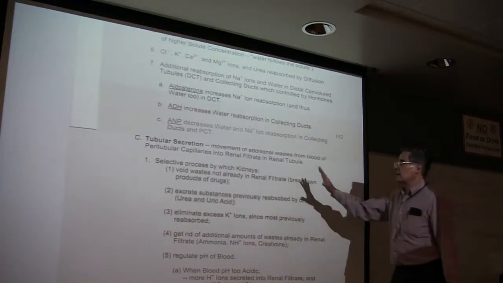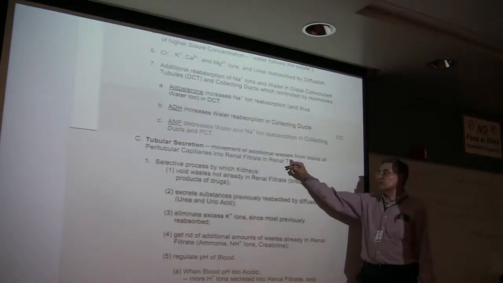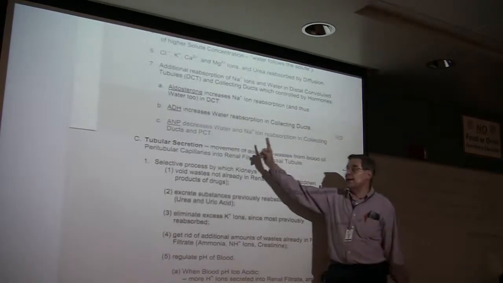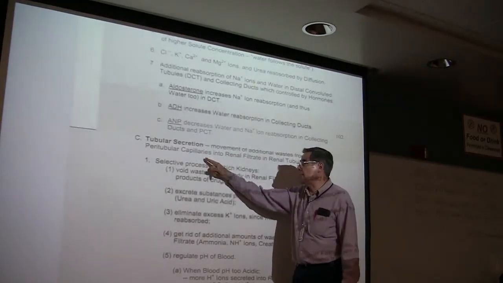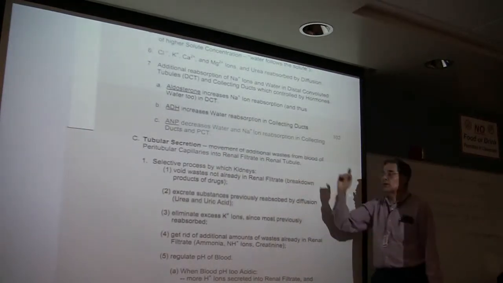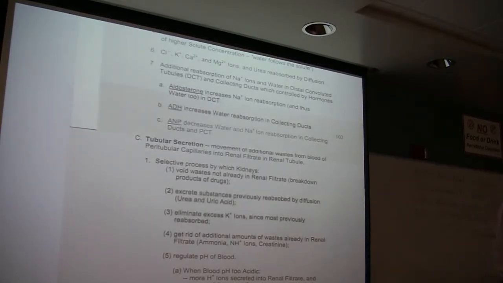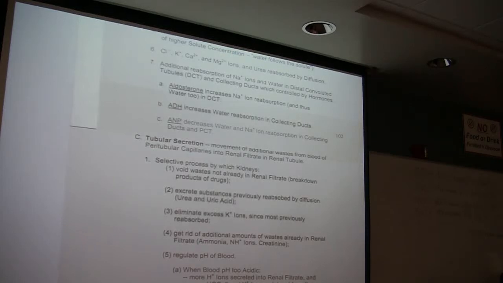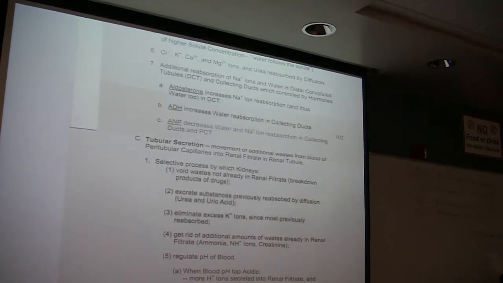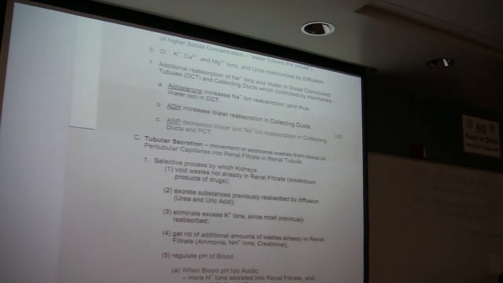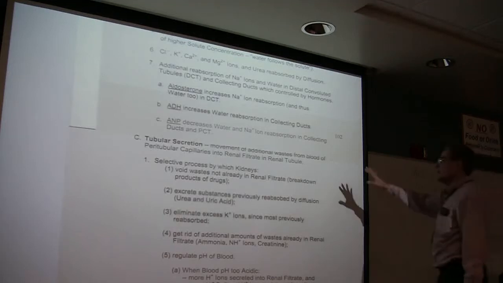And again, now you're moving materials and usually additional waste products from the blood, actually the peritubular capillaries, into the renal filtrate in the renal tubule. So now you're going from blood back into renal tubule. First you go from blood into the renal tubule, Bowman's capsule, glomerular filtration. Then in tubular reabsorption, you're going from the renal tubule back to the blood. Now in tubular secretion, you're going from blood back to the renal tubule. So this takes in additional waste products.